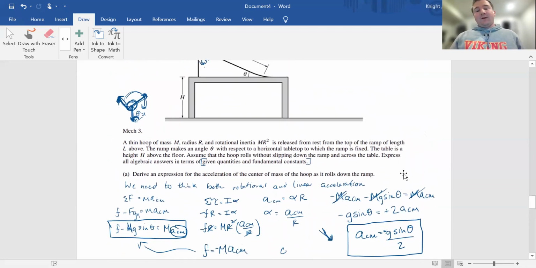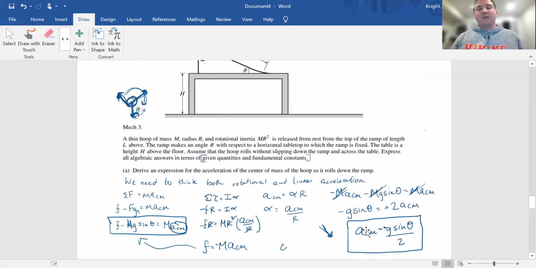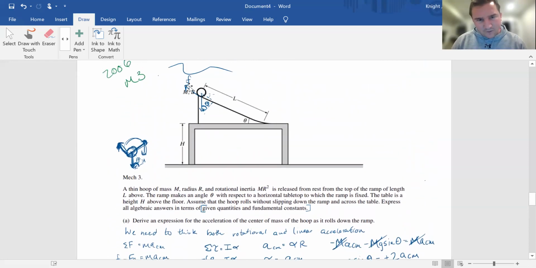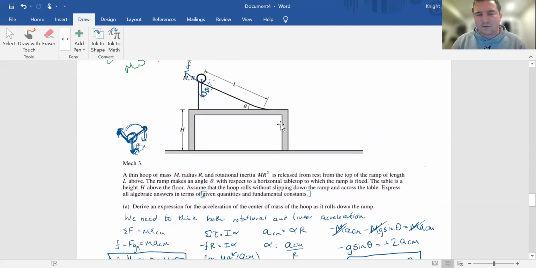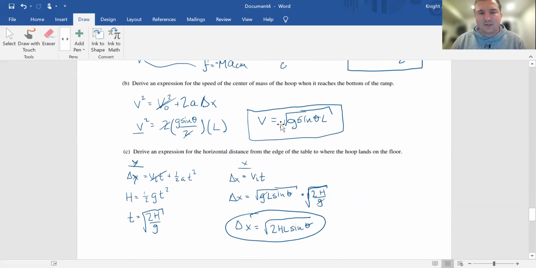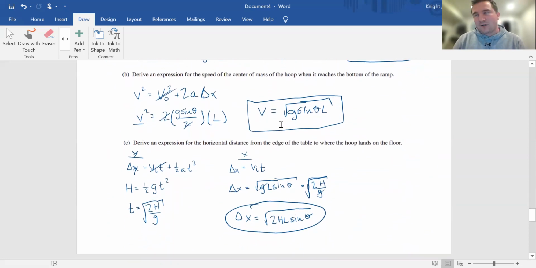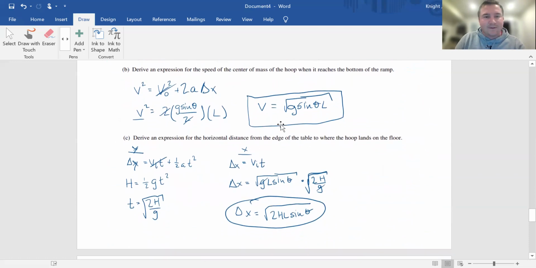The nice thing about this is that because we figured out the acceleration of the center of mass, we actually figured out the acceleration in the L direction. So we don't have to worry about messing with cosines or sines in terms of L, because that's the displacement it's undergoing. The acceleration and the displacement are in the same direction. So we just multiply by L there. 2 cancels with 2, take the square root, and we get the velocity will be g sine theta times L, square rooted.